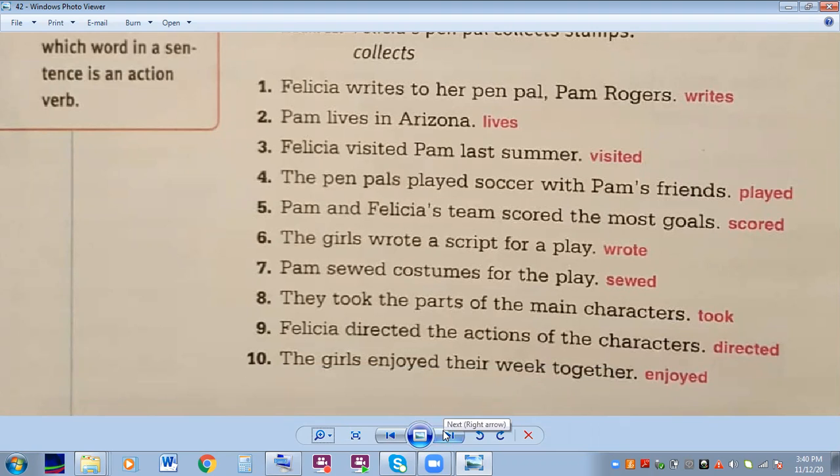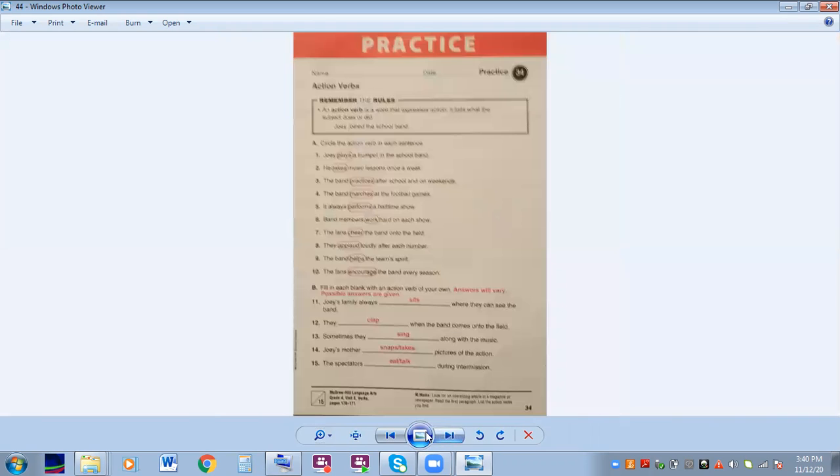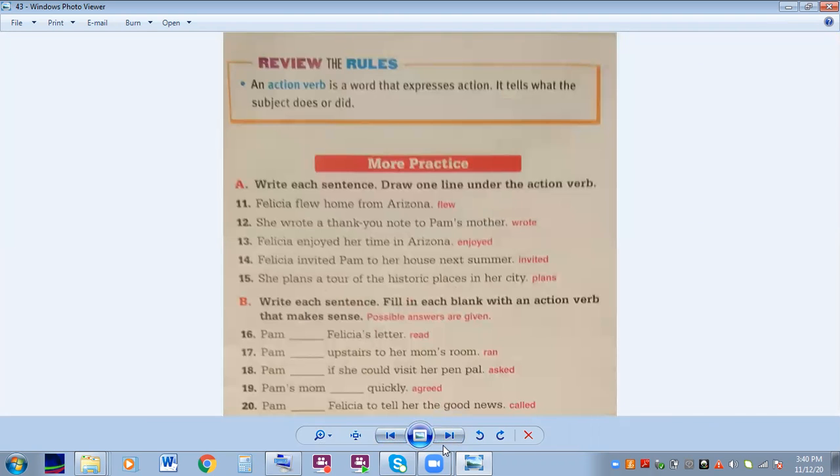We've practiced. Now I want you to pause the video and to get your practice workbook. All right. In your practice workbook, I want you to complete page 34. Page 34 is additional practice for action verbs. Complete the page, and once you're done, come back to the video and let's check the answers together. Pause now to get your book and complete page 34.